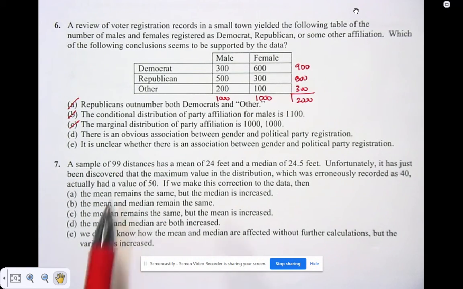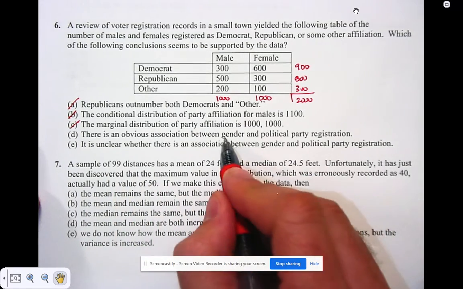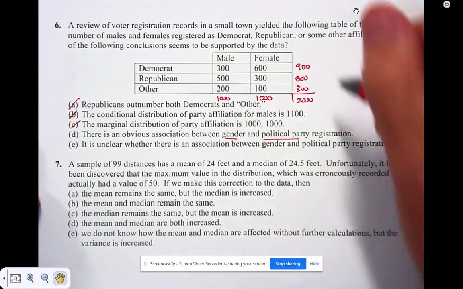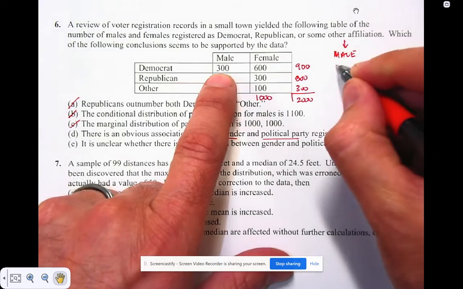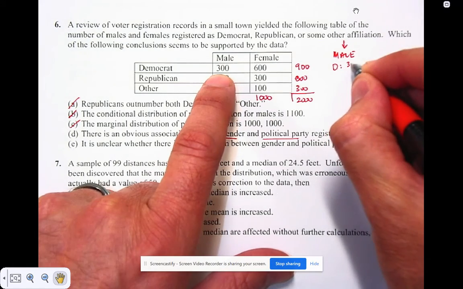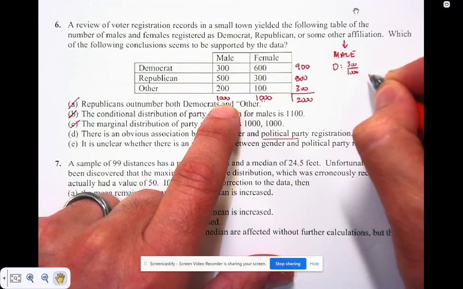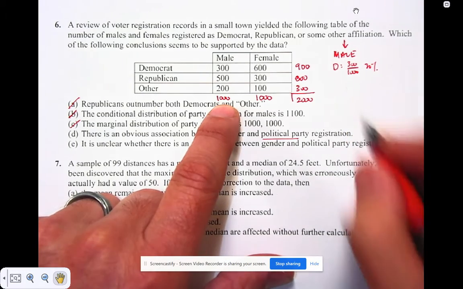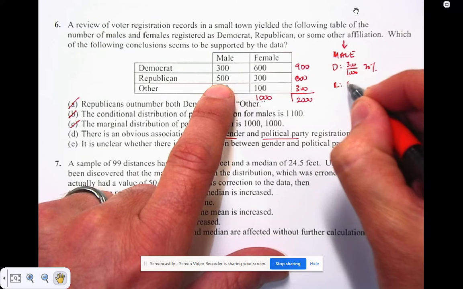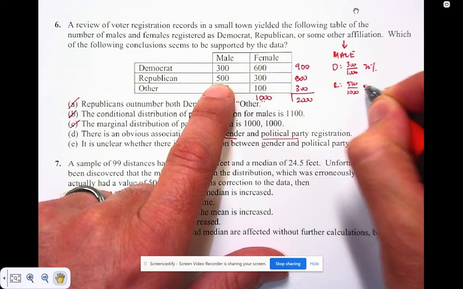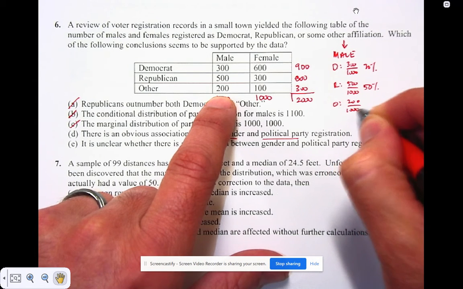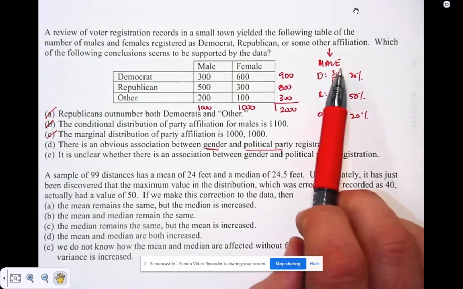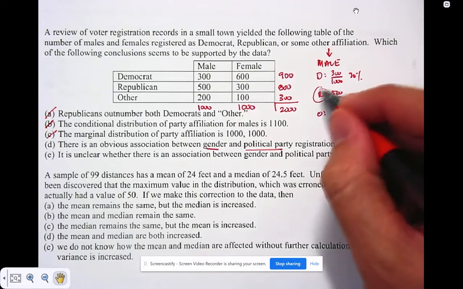Okay. There is an obvious association between gender and political party. Well, let's figure it out. Given you're a male, the percentage of Democrats is 300 out of 1,000, which is 30%. Republicans is 500 out of 1,000, which is 50%. Others is 200 out of 1,000, or 20%. So if you know that someone's a male, 50% of males are Republican.